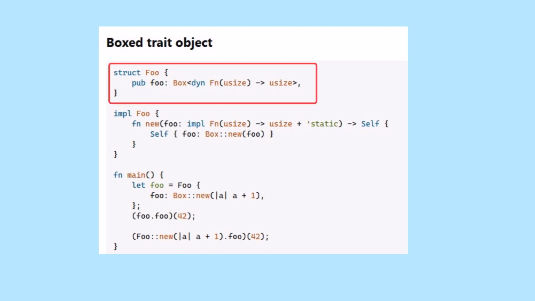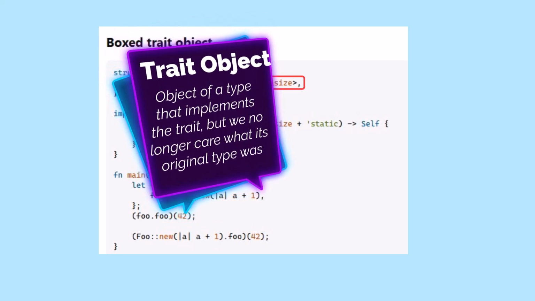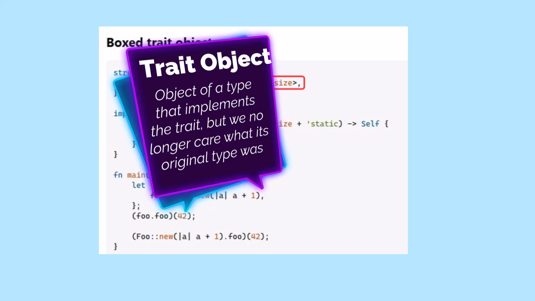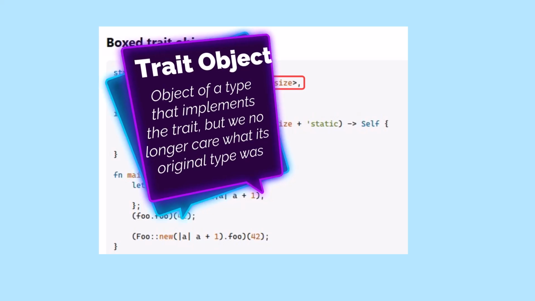This is the struct that contains the code snippet, and this field is a boxed trait object. I think we need to define that. A trait object is something from a type that implements the trait, but here we've erased its original type. We don't care what its original type is, we only care that it has implemented our trait.